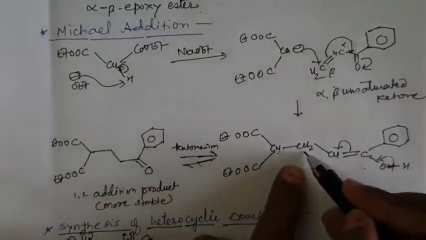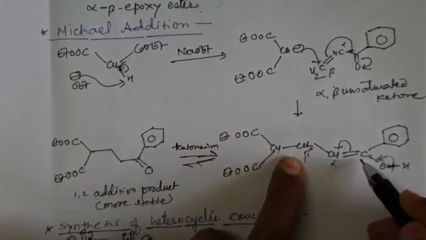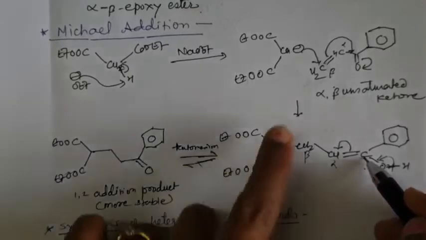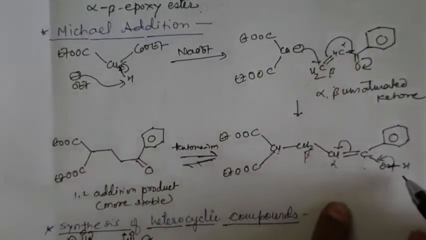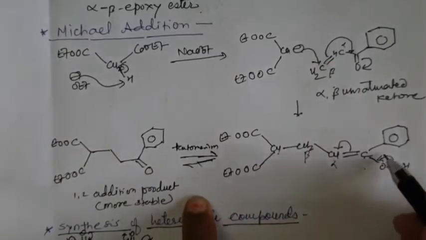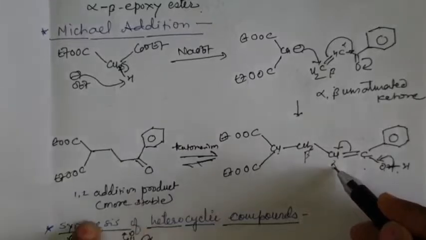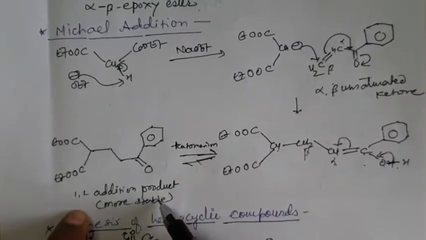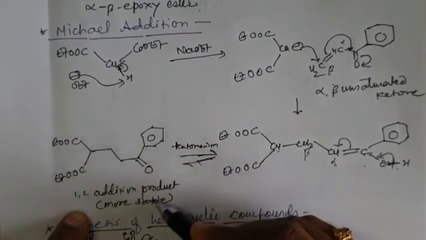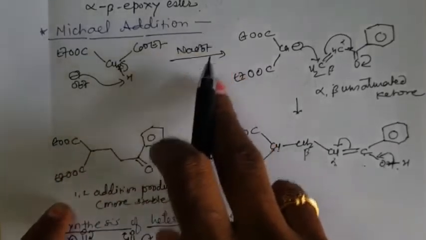This carbon forms a bond with the beta carbon. This is the beta carbon. This is the alpha carbon. Now there is a double bond formed between the alpha carbon and the carbonyl carbon, and it becomes OH. Okay. Now it undergoes tautomerism, just a shift of a proton from oxygen to the carbon. So we get the 1,4 addition product, which is a more stable product after tautomerism. So this is just an addition reaction, that is called a Michael addition reaction.